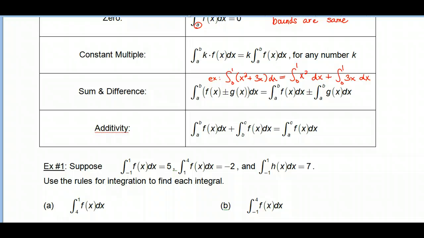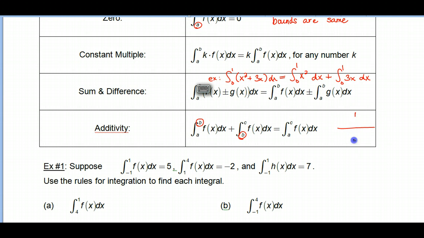Additivity. This one is basically two integrals where the upper bound of the first integral is the same as the lower bound of the second. It's almost like the transitive property. It goes from A to B and then from B to C, so we could combine it all into one from A to C. It helps to look at a picture of this.